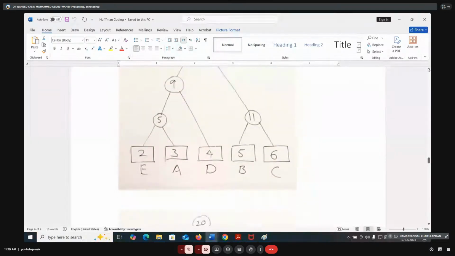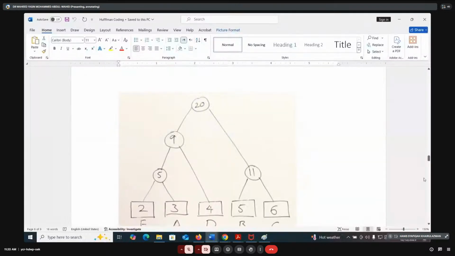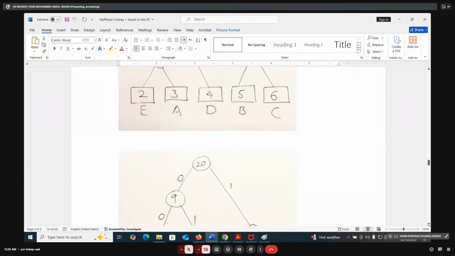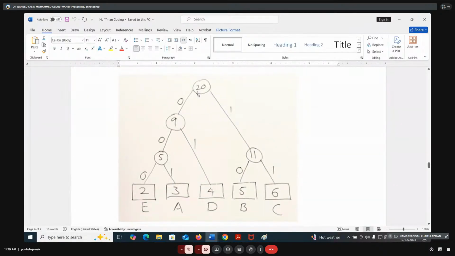Now, according to Kruskal, if I go left, I mark the edge with 0. If I go right, I mark the edge with 1. When I go left, I mark 0, 0, 0. When I go right, I mark 1, 1. I go left, 0. I go right, 1.